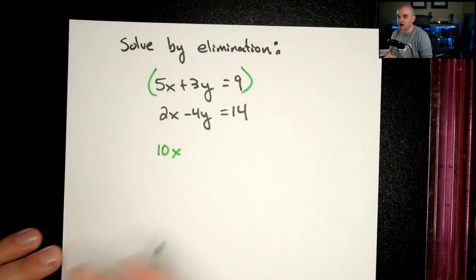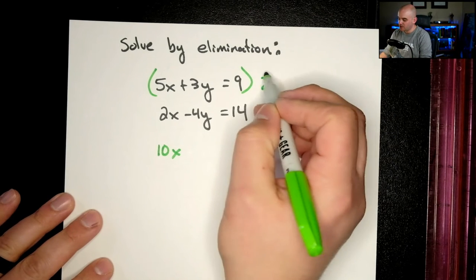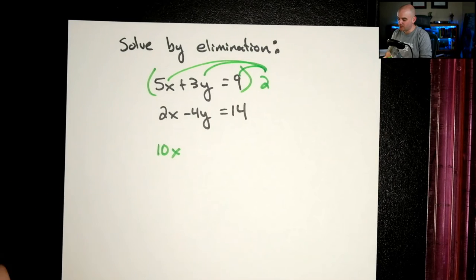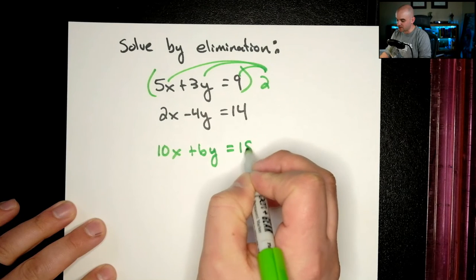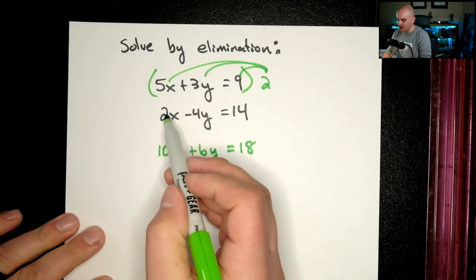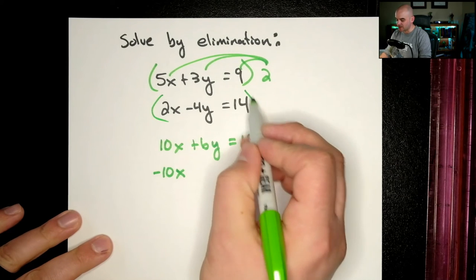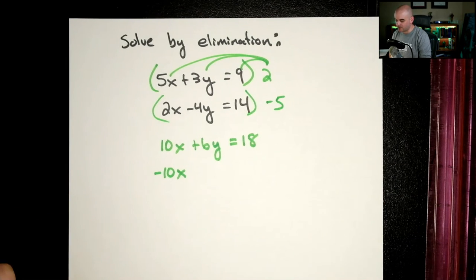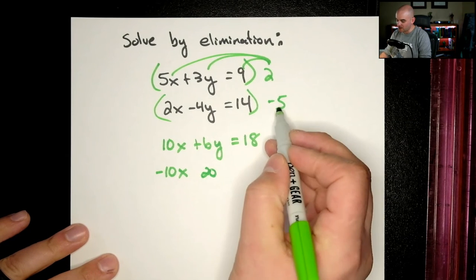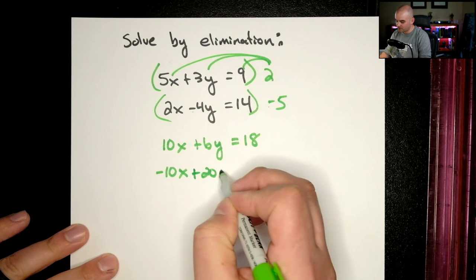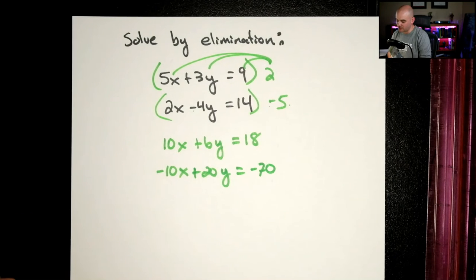I can't just multiply the 5x by 2 because that changes the equation. But if I multiply everything in the equation by 2, then that will algebraically be okay. So this becomes 10x plus 6y equals 18. For the second equation, I want to make that look like negative 10x. To do that, I'm going to multiply the second equation by negative 5. Every term in here gets multiplied by negative 5. Negative 5 times negative 4 is 20, and this is going to be a positive 20. And then negative 5 times 14 is going to give me negative 70.